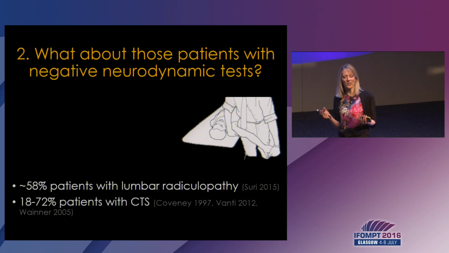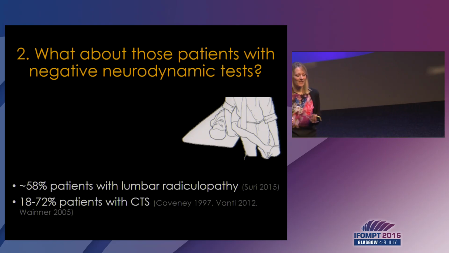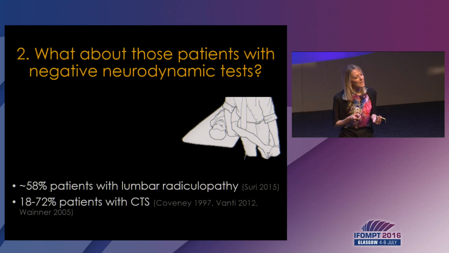Now, what about those patients with negative neurodynamic tests? We know that up to 58% of patients with lumbar radiculopathy have a completely normal straight leg raise. And also, it has been reported that up to 72% of patients with carpal tunnel syndrome have completely normal upper limb neurodynamic tests. So the question arises why that is, because commonly as physiotherapists, we interpret a neurodynamic test as a suggestion of nerve involvement. And these patients had a clear diagnosis of nerve involvement, for example, with electrodiagnostic tests.